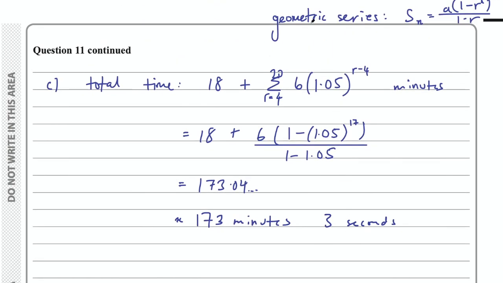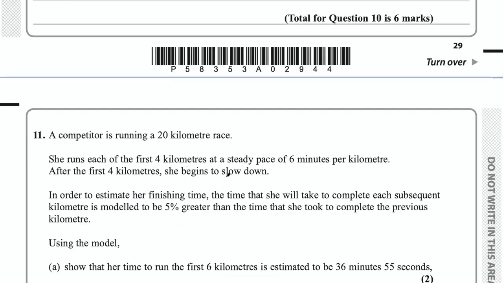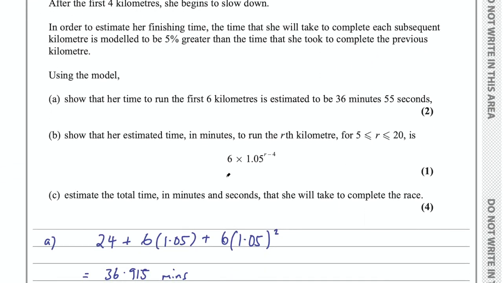Not a typical geometric sum question because you had to kind of figure out the number of terms. I think that's a bit tricky, and also the first term. A few little tricky steps there, but hopefully you went okay with that question. Okay, that was question 11 for a total of 7 marks. On to question 12.